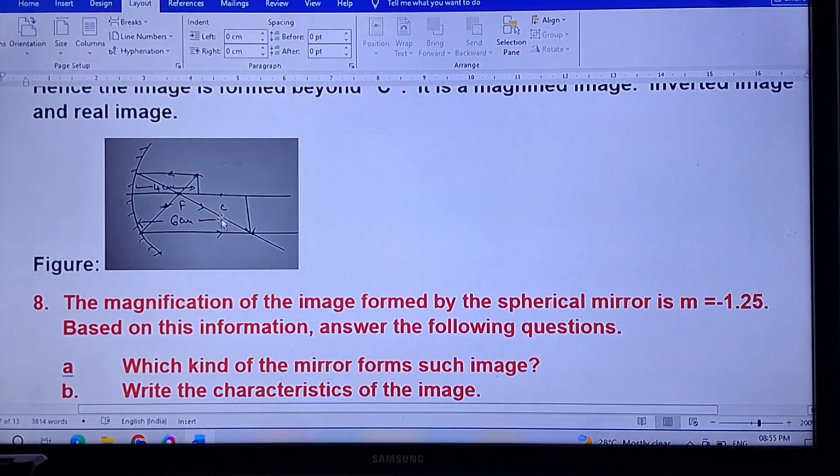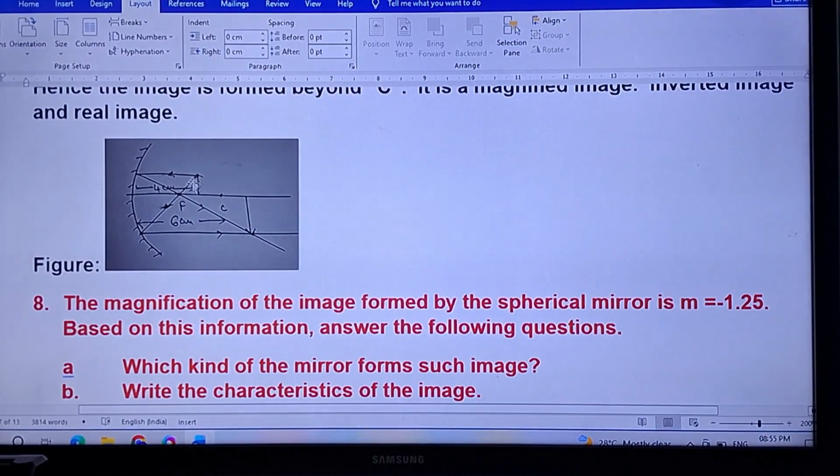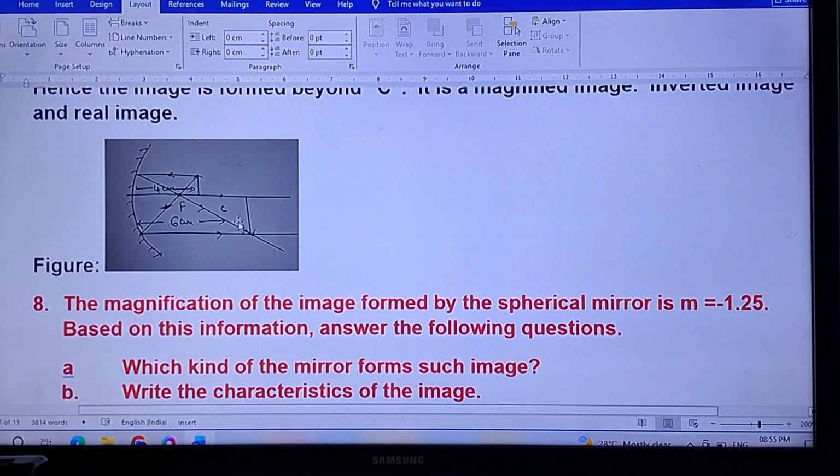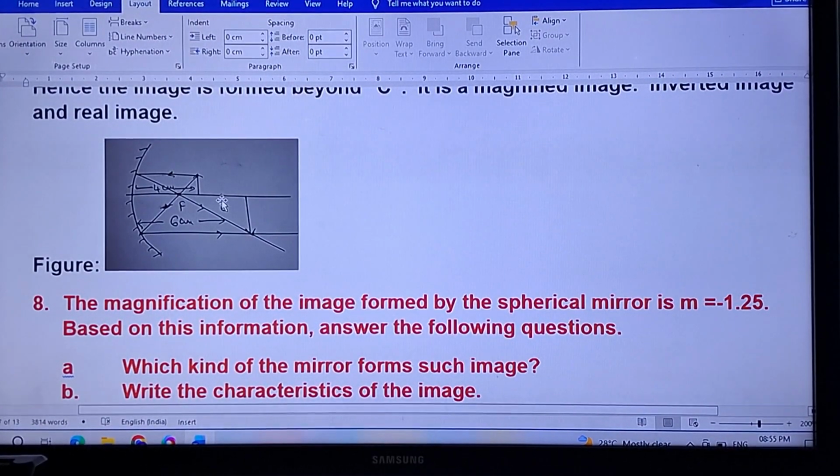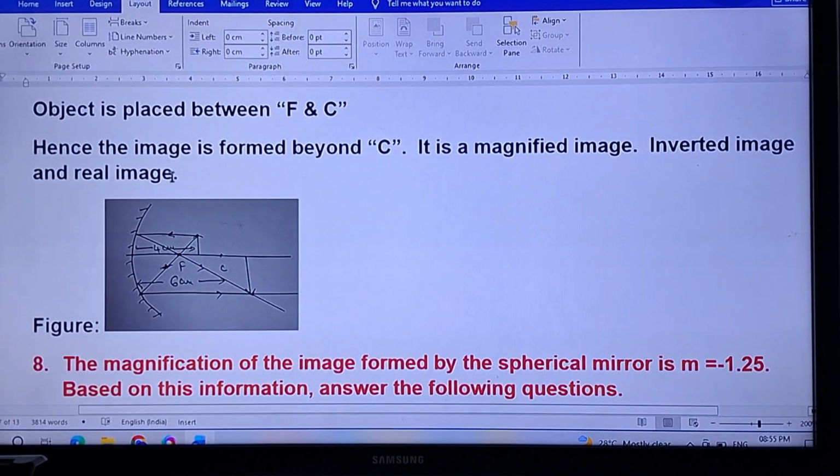This is the reflected ray passing through the focus, and another ray passing through the principal focus is reflecting parallel to the principal axis. These two reflected rays are meeting here. This is the image formation. Object is between F and C, so the image is formed beyond C, and it is a magnified image. So I'll say that the image is formed beyond C. It is a magnified, inverted, and real image.